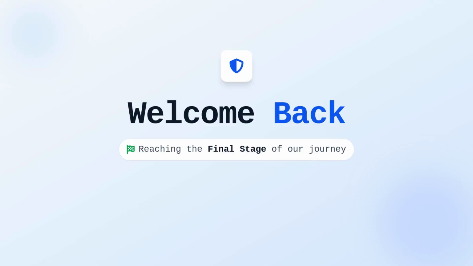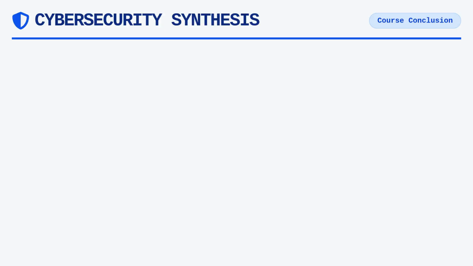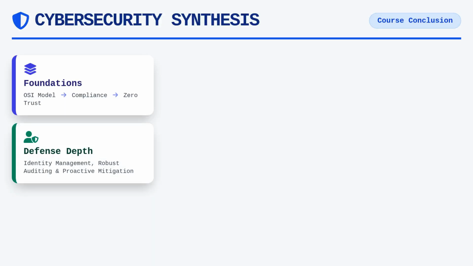Welcome back as we reach the final stage of our journey into network security and compliance. Over the last several modules, we have methodically deconstructed the landscape of modern cybersecurity, moving from the foundational OSI model to the complexities of zero-trust architectures and global compliance frameworks. We explored how network defense relies on more than just perimeter blocking. It requires a deep integration of identity management, robust auditing, and proactive threat mitigation.